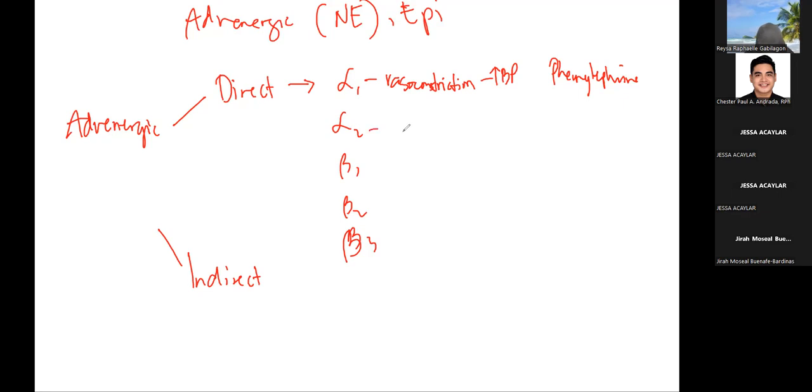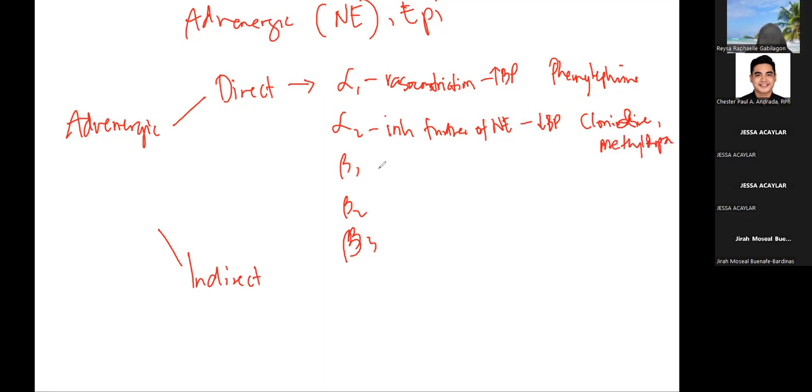Okay? And this one, alpha 2, can actually cause relaxation of the smooth muscles, including the blood vessels. So in a sense, it may cause vasodilation, or since this is located pre-synapse, it may inhibit further release of our norepinephrine. So the effect is a decrease in blood pressure. Examples of our agonists here are our antihypertensive drugs like clonidine, and then we have methyldopa.